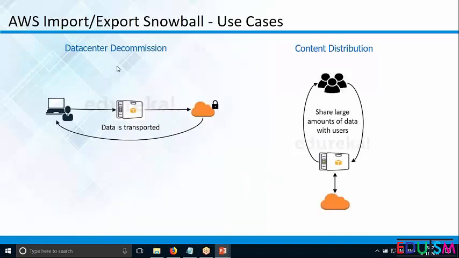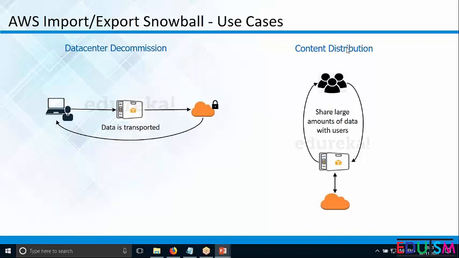Okay, then data center decommission. What do we mean by that? Data center decommission. Let us say you have your data center in North Carolina and you are shifting your office to California. Okay, so what you can do is you can upload the data on S3 and further download it once you reach California.